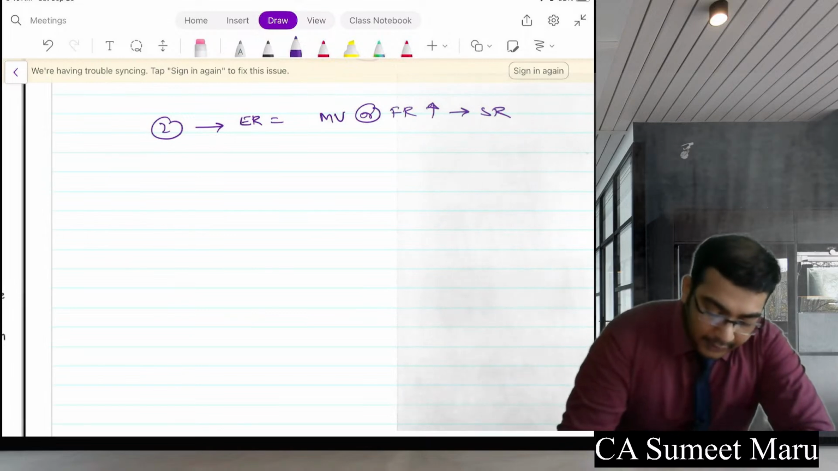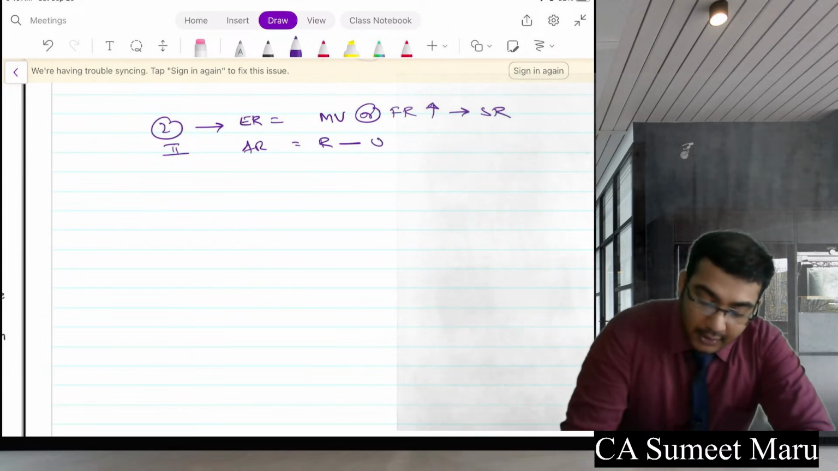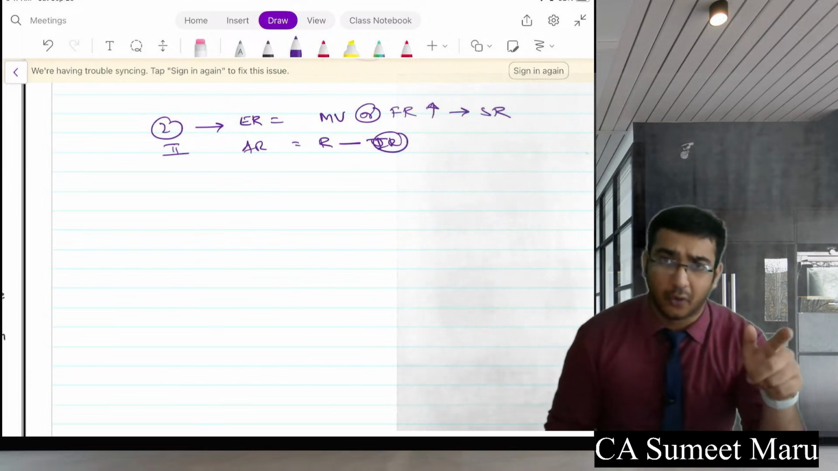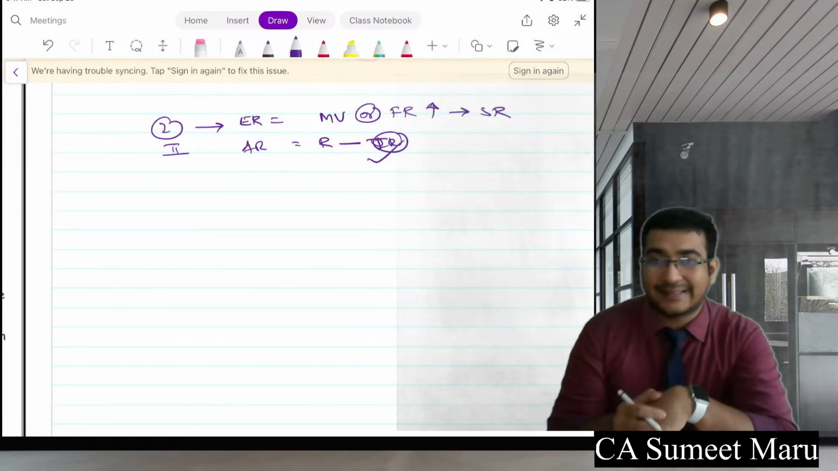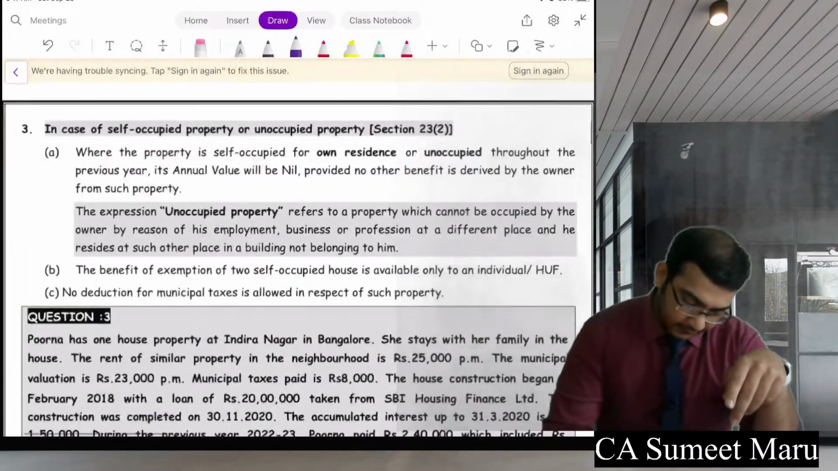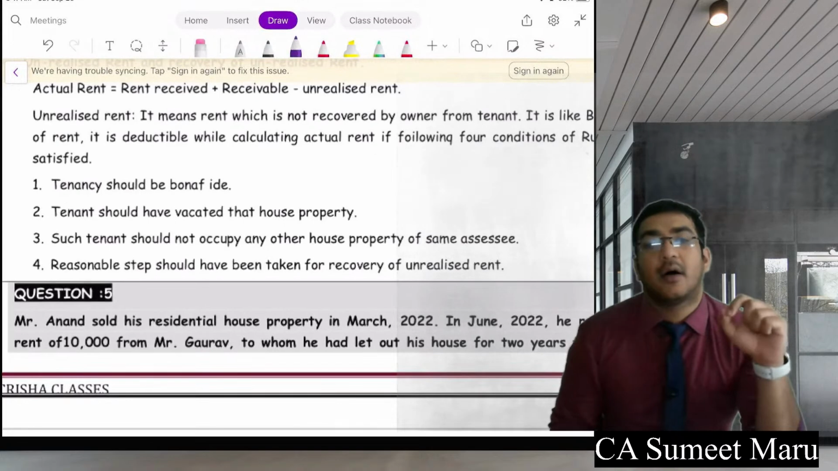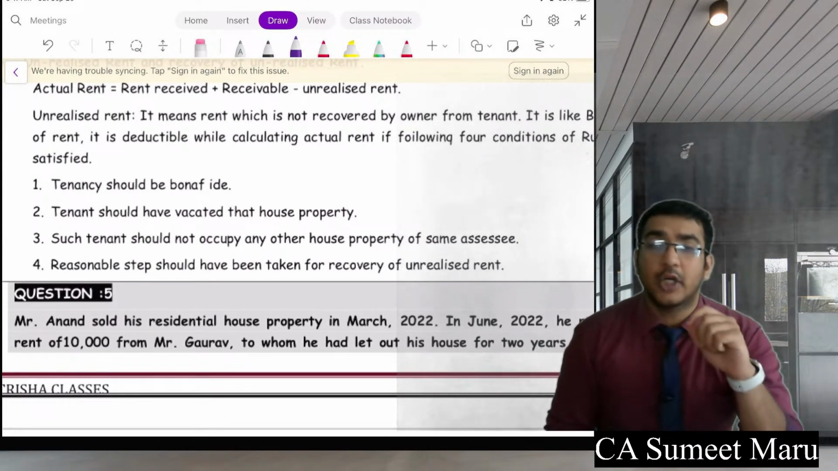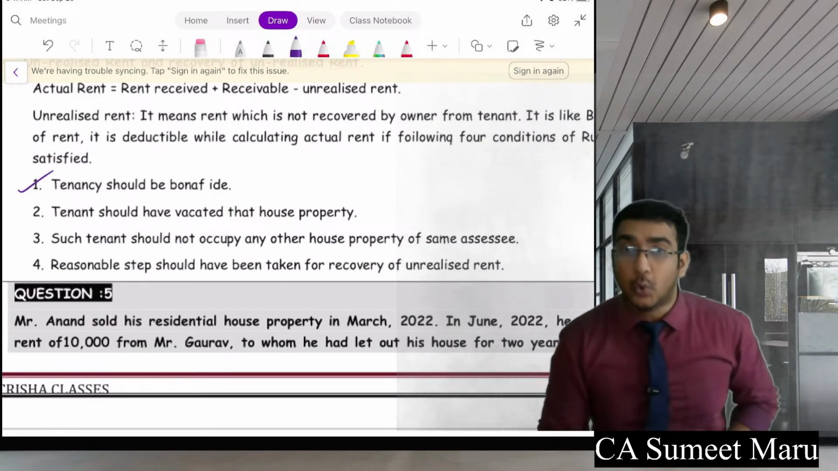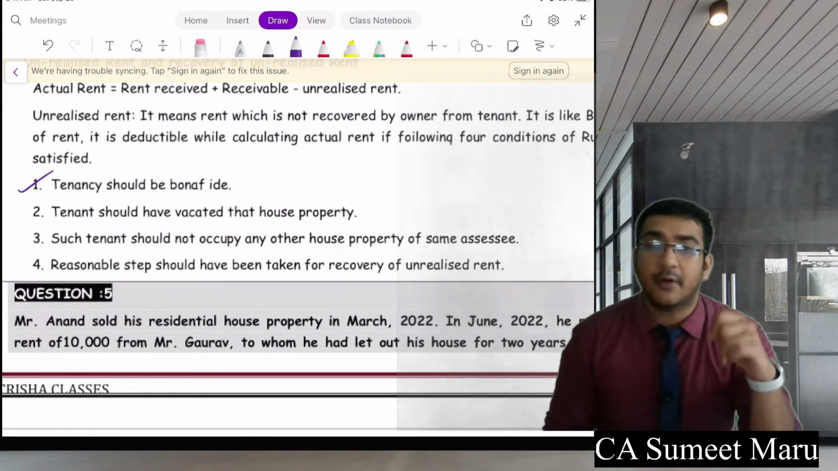Okay, then you will calculate step 2, actual rent, which is actual rent received or receivable minus irrecoverable rent. Irrecoverable rent has 4 conditions under rule 4 that have to be satisfied, then and only then can you subtract this. What are these 4 conditions? First, the tenancy is bona fide, matlab it should be true. There should be no fake thing in here, because we are allowing you to subtract from your actual rent.